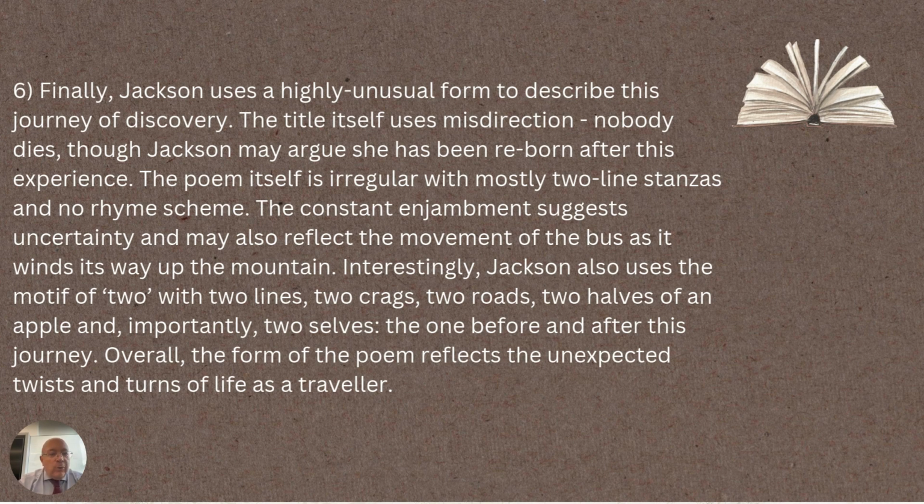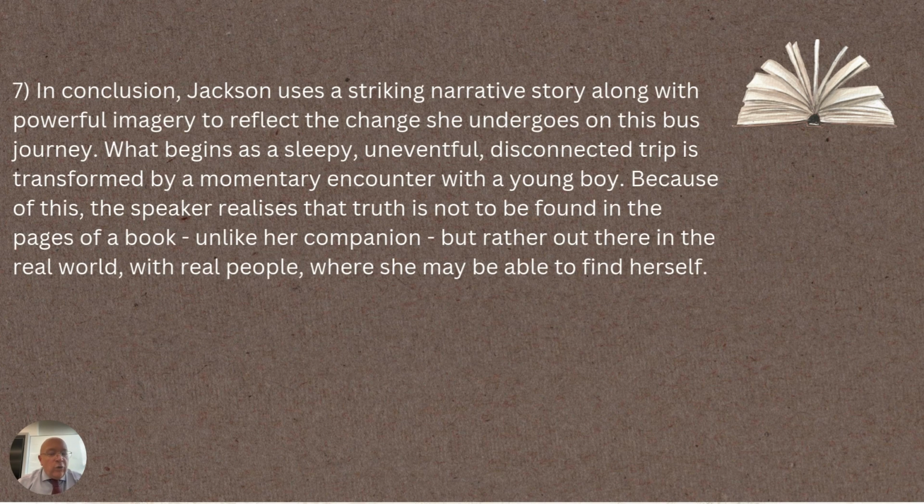Interestingly, Jackson also uses the motif of two, with two lines, two crags, two roads, two halves of an apple, and importantly, two selves, the one before and after this journey. So you can see me linking it back to the main question there. Overall, the form of the poem reflects the unexpected twists and turns of life as a traveller. Again, that final line kind of sums everything up. And then a conclusion. Nothing new in the conclusion, no more examples. In your own words, go back to the thesis statement, show how you proved it was true.